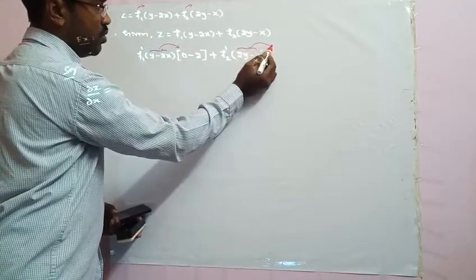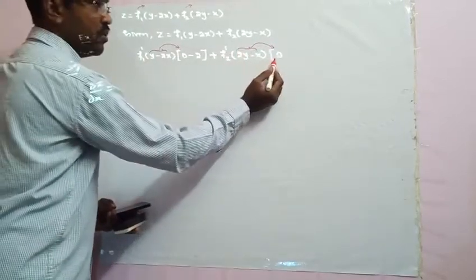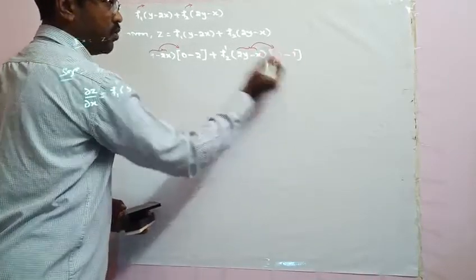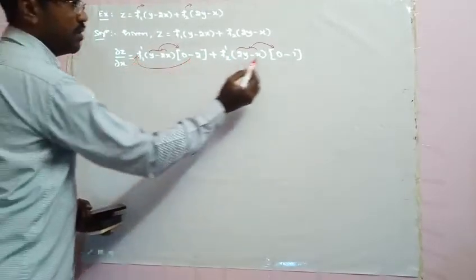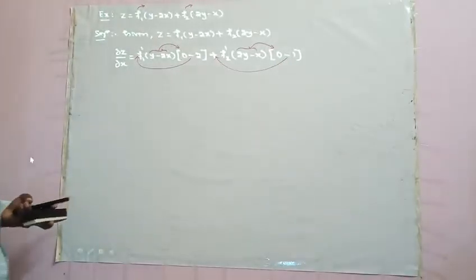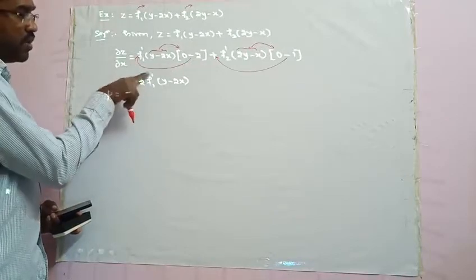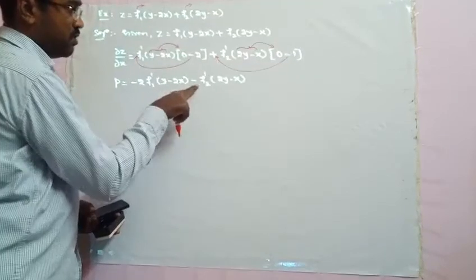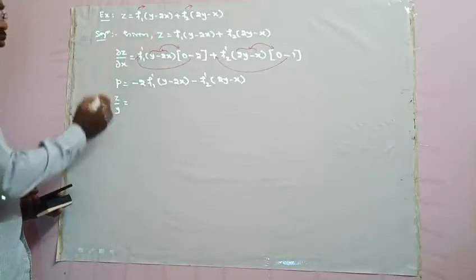We are using the chain rule. Differentiation of 2y with respect to x will be 0 minus differentiation of x is 1. Close the bracket. Now multiply this minus 2 in the beginning and minus 1 with this plus. If you rewrite this, p is equal to minus 2 f1 dash of y minus 2x minus f2 dash of this.